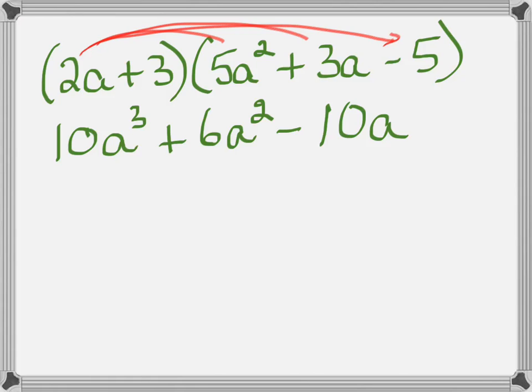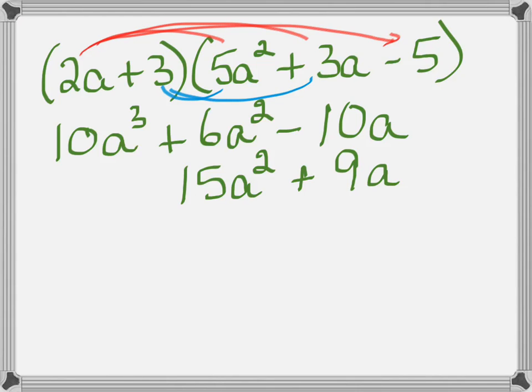Now we're going to move to the second term, the 3, and multiply it times each of the terms. Notice we're going to multiply 3 times 5a squared. So what I'm going to do is put it right under the 6a squared. So when it comes time to combine like terms, they're already together, one under the other. Multiply 3 times 3a, and I'm going to get a positive 9a. And then 3 times negative 5, which is going to give me negative 15.